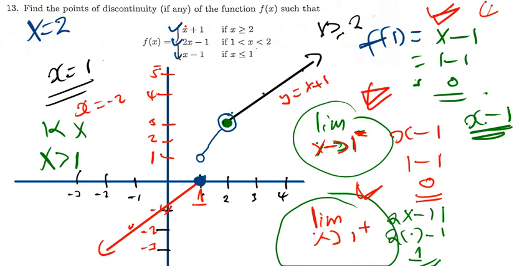So the only point at which this is going to be discontinuous is at x equal to 1. I can get any number from here, 0, -1, -2, -3, it is going to be continuous. You can even try it. Unless you have questions.